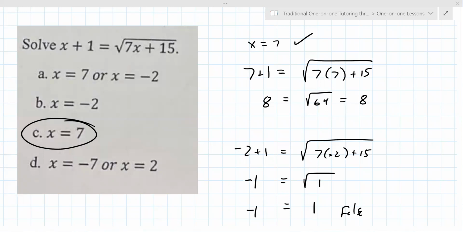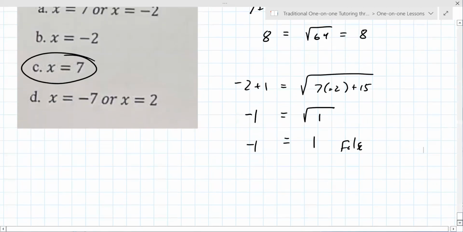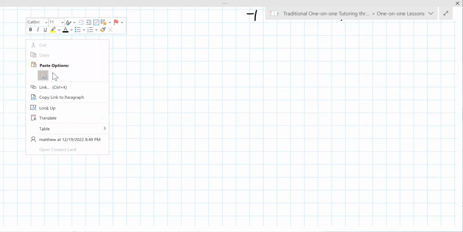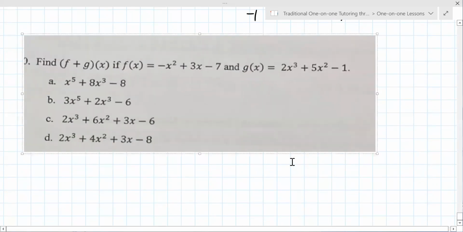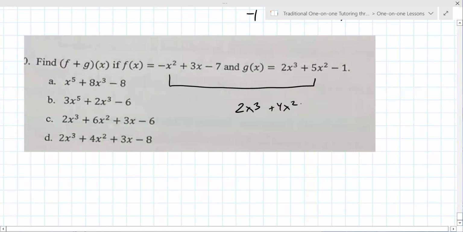So for 30, is that just saying, if f of x equals this and then g of x equals this, and then it's saying find f plus g of x, do you just add both of those equations? Yes. So you just combine like terms. That's right. But they're not always matching. So there's a 2x cubed and a 4x squared plus a 3x and then -8. They've got to be exactly the same to combine. Okay.